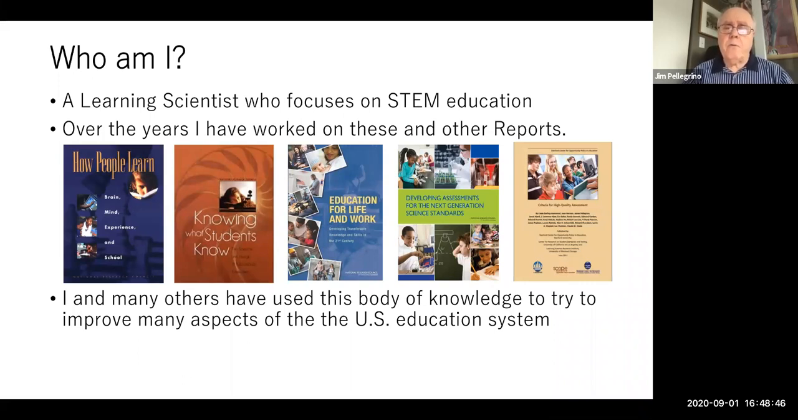The reports focus on issues of cognition, teaching, learning, assessment, and other topics, where the goal has been to compile some of the knowledge that we have in each of these areas. And I and many others have tried to make use of this body of knowledge to improve many aspects of the US education system. And I know others in countries across the globe have also drawn upon these reports and this body of work.